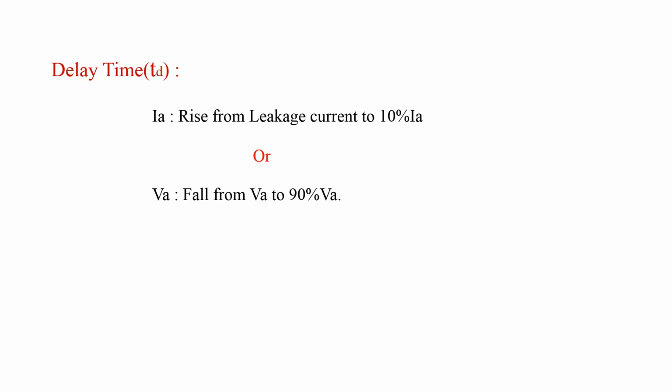Now we are going to discuss delay time, rise time and spread time in terms of anode current and anode voltage. Coming to delay time, the time taken by the anode current to rise from forward leakage current to 10% of the maximum anode current is defined as delay time, that is in terms of anode current. Similarly, in terms of anode voltage, the time taken by the anode voltage to decrease from maximum value to 90% of the maximum value is delay time in terms of anode voltage.